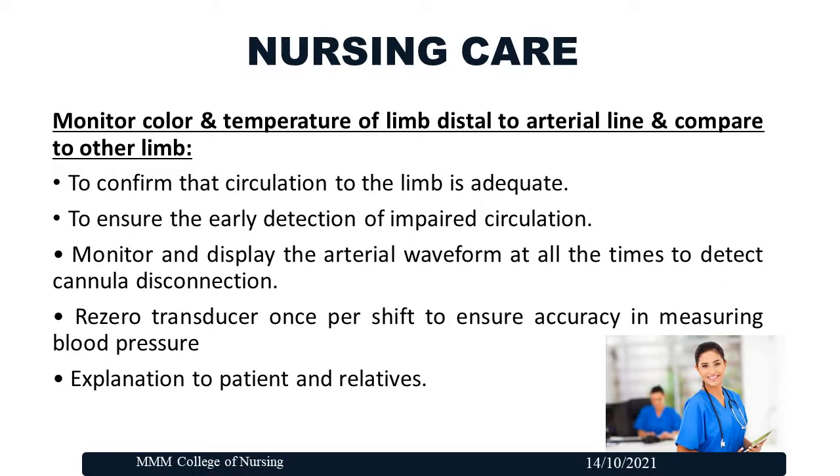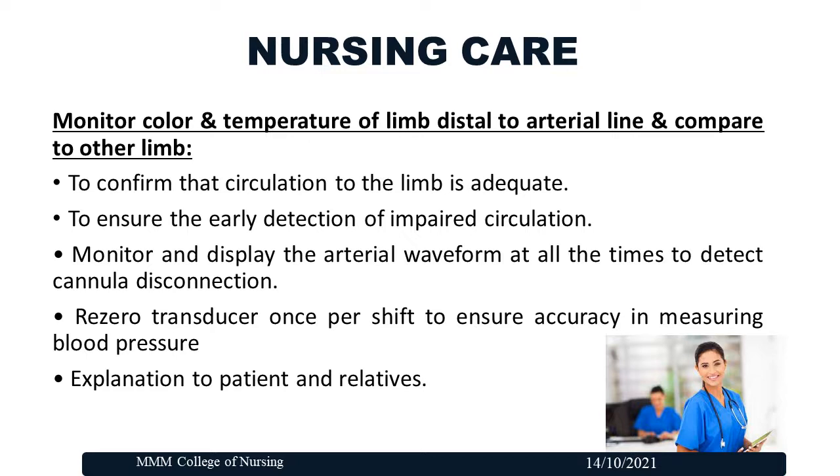Other nursing care: monitor color and temperature of the limb distal to the arterial line and compare to the other limb, to confirm that circulation to the limb is adequate and for early detection of impaired circulation. Monitor and display the arterial waveform at all times to detect cannula disconnection. Re-zero the transducer once per shift to ensure accuracy in measuring blood pressure.